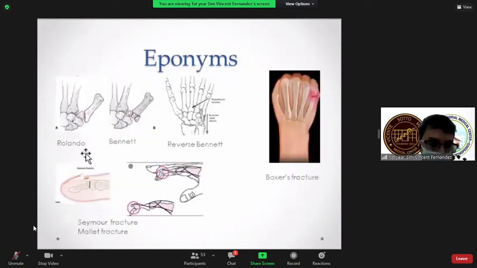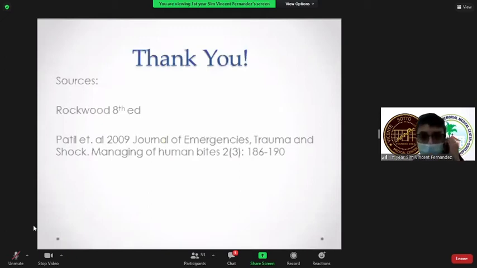So these are the evidence that I have collected: Rolando partial articular, Bennett complete articular, reverse Bennett, and the fifth metacarpal, boxer's and fifth neck fractures, and then the mallet fracture. That's it. Thank you.